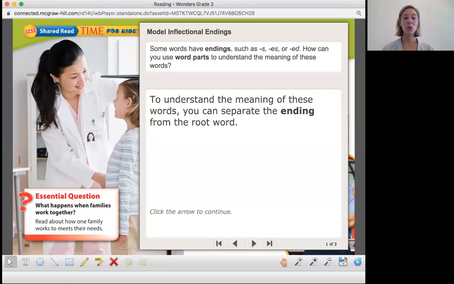All right, so our vocabulary skill, like I said, is inflectional endings. So let's go ahead and review a little bit what that means. Some words have endings, such as adding an S, adding an ES, or ED at the end. How can you use those word parts to help you understand the meaning of these words? To understand the meaning of these words, you can separate the ending from the root word. Okay, so we've done a lot of work with these endings, the S, ES, and ED. Some of them can mean two things. So let's go ahead and review.